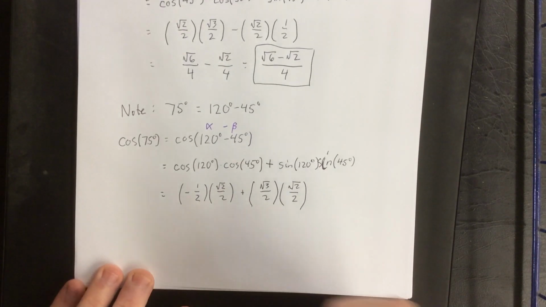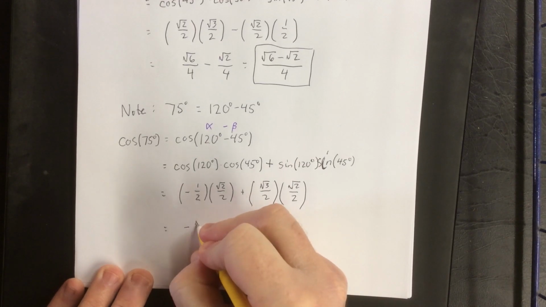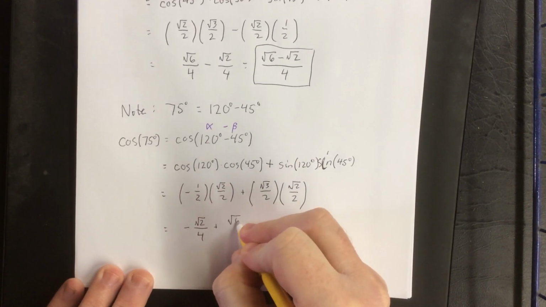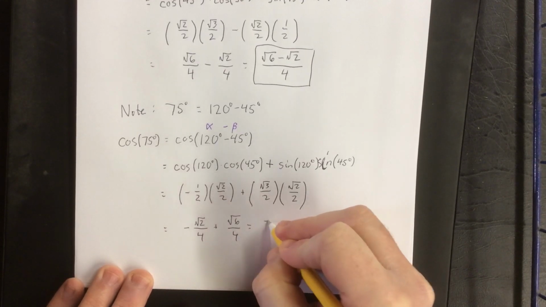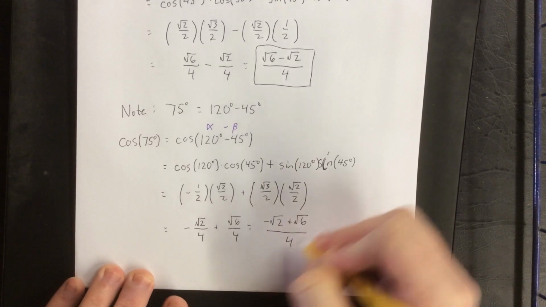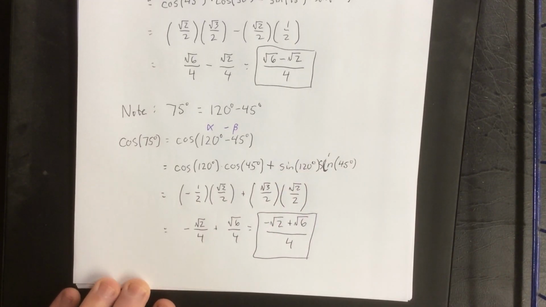Now if we simplify algebraically as we did up above, this would be negative root 2 over 4 plus root 6 over 4, which is exactly the same as what we got by using the sum identity. Numerator just happens to be written in the opposite order, but that's fine.